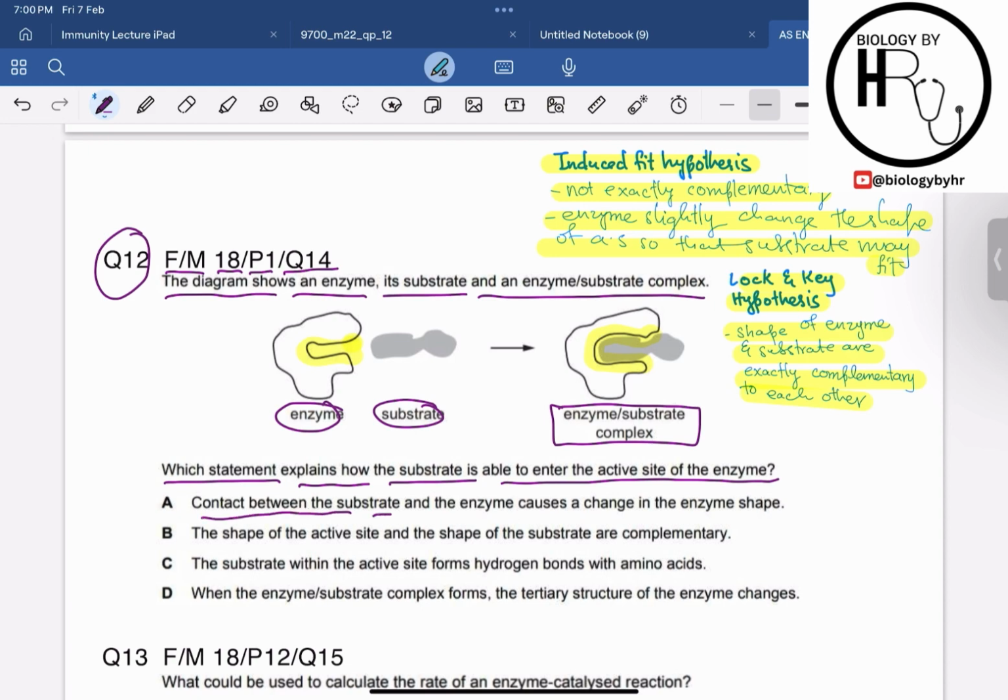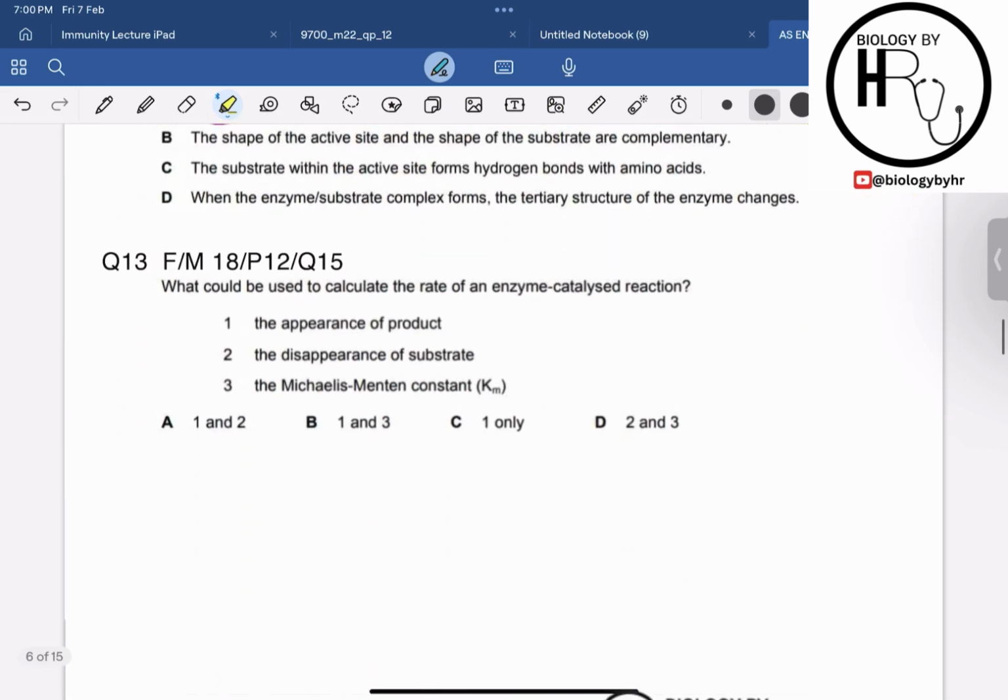Contact between the substrate and the enzyme causes a change in the enzyme shape. Yes, this is the correct answer, I believe. Why? Because you can see over here that as the contact is happening between the substrate and the enzyme, the active site is changing shape, right? So hence the correct answer over here would be option A. And the change in the active site of the enzyme is a slight change. It is not a major or a drastic change, right? I hope that this MCQ is clear to all of you.